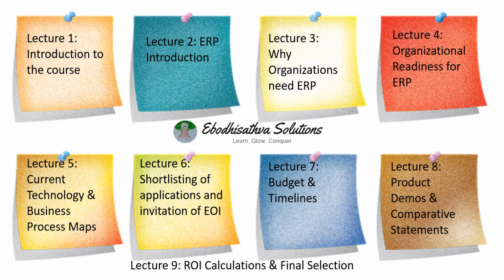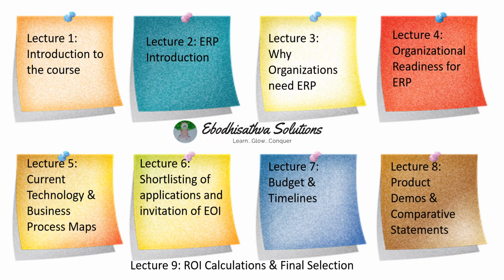Lecture 5 focuses on the current technology and business process maps. And lecture 6 looks at how to shortlist the applications and invite the expression of interest from the product vendors. While shortlisting, it is very important to consider the guidelines provided by the senior management on the criteria for the ERP. Lecture 7 explains how to build the budget and the timeline planning for the purpose of ERP adoption. This includes the buying of the application, training of the internal people, implementation, change management, and transition.